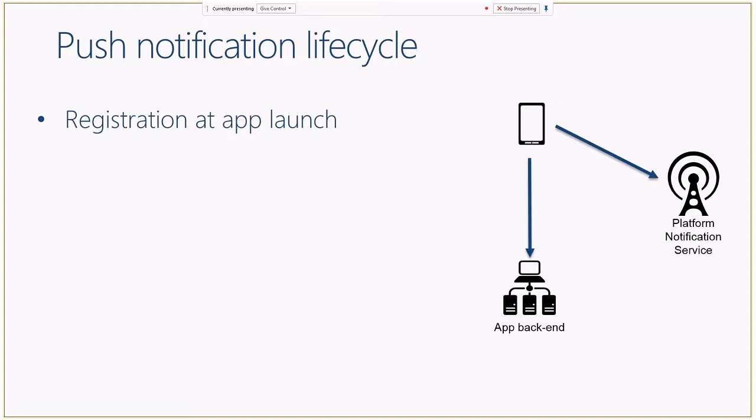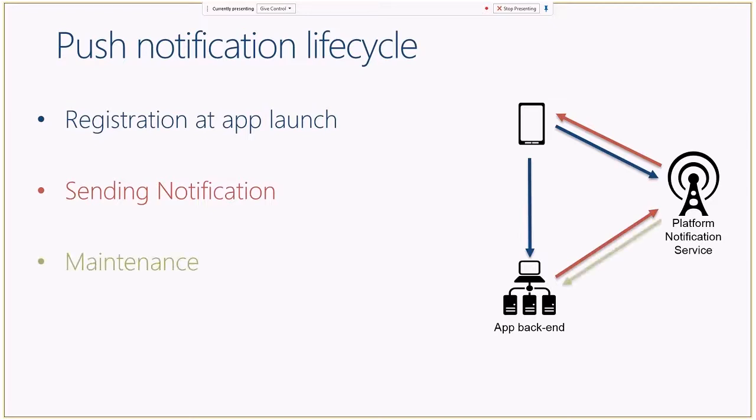And then you will have a backend, either in the cloud or on-premise, that will have some logic to send notifications. This backend will issue something to the PNS, and the notification service will then forward you the notification using this channel URI. We have a third step. After registering and sending notifications, you have a maintenance step.